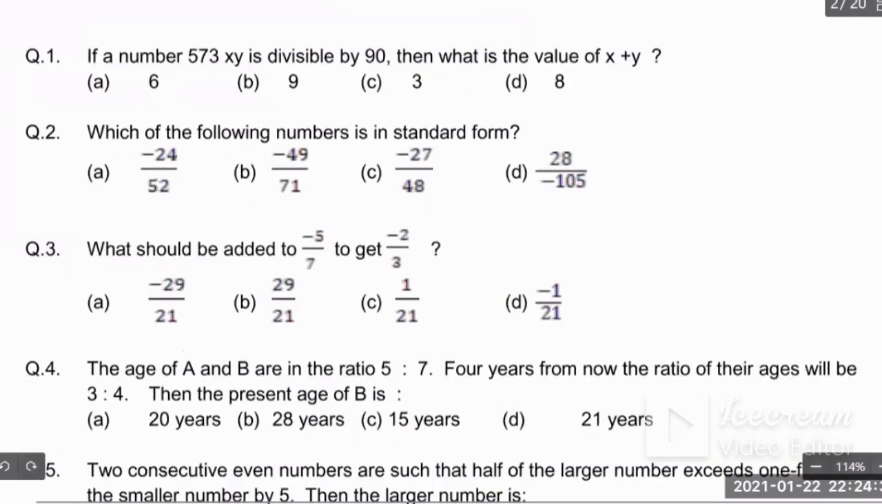Which of the following numbers are in standard form? कौन सा है? Sir, B है standard form में. 71 नहीं कटेगा किसी से, ठीक है, प्राइम नंबर है. 27 और 48 कट जाएगा 3 से. 24 और 52 कट जाएगा. 28 और 105 कट जाएगा. And question number 3, what should be added to this to get this?